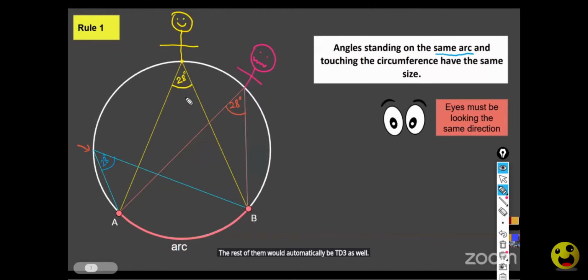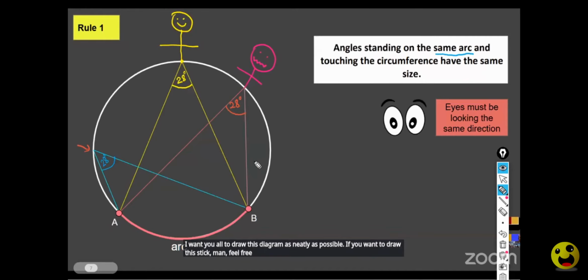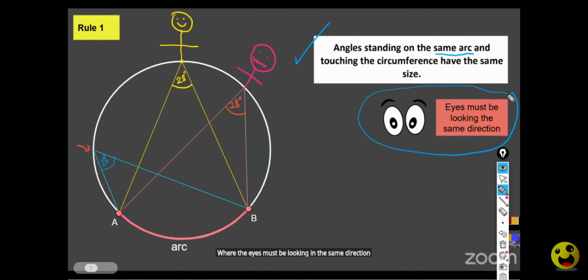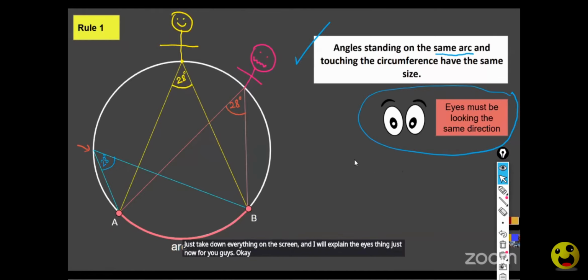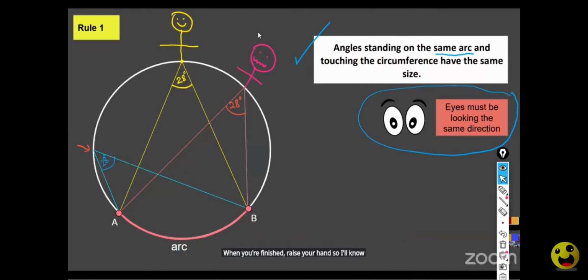I want you all to draw this diagram as neatly as possible. If you want to draw the stick man, feel free, but take down the diagram as neatly as you can. Take down the rule 1 in words, and then take down this rule where the eyes must be looking in the same direction. I haven't explained that as yet. Just take down everything on the screen, and I'll explain the eyes thing just now for you guys, okay? When you're finished, raise your hand so I know how to gauge the class.